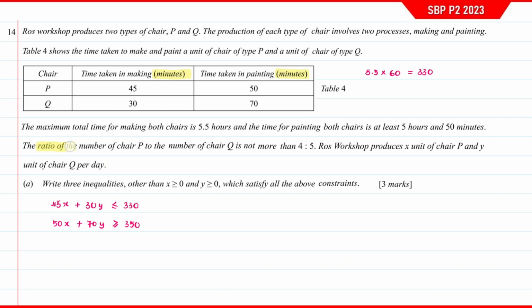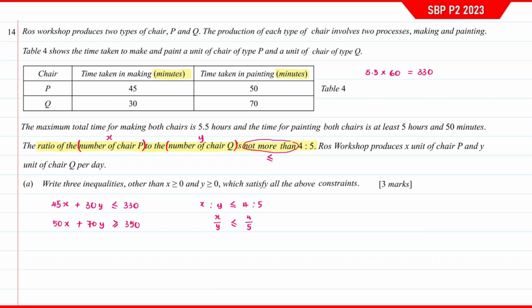The third inequality is based on the ratio here. The keyword here will be "not more than", which is less than or equal to. So here, x to y is less than or equal to 4 to 5. Next, I can write this ratio in the form of a fraction, which is going to be x over y less than or equal to 4 over 5.